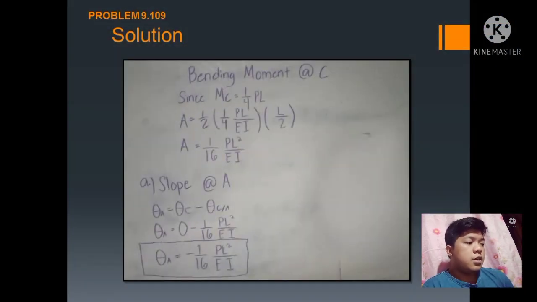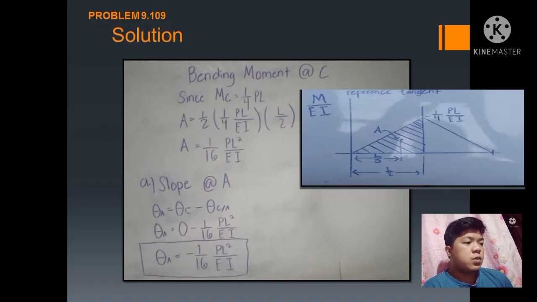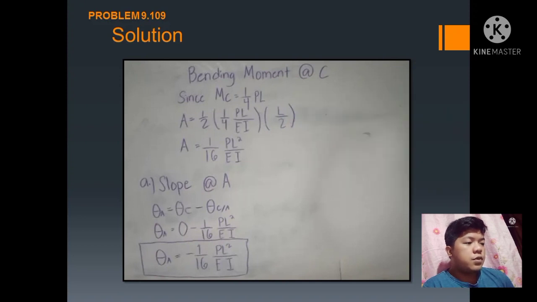By using the bending moment at C, 1/4 PL, we could then solve our area, using the area of the triangle. We have 1/2 base times height, so our area will be 1/2 times 1/4 PL over EI, this is our base, and L over 2, this is our height. So therefore our area is 1/16 PL squared over EI.